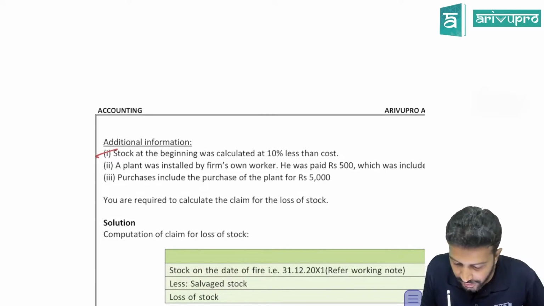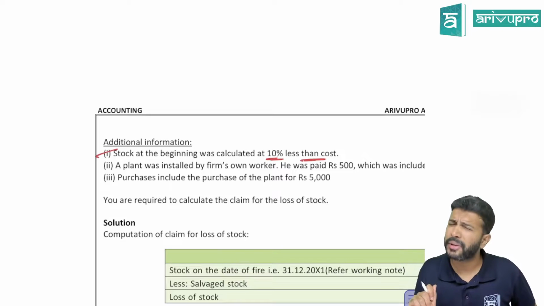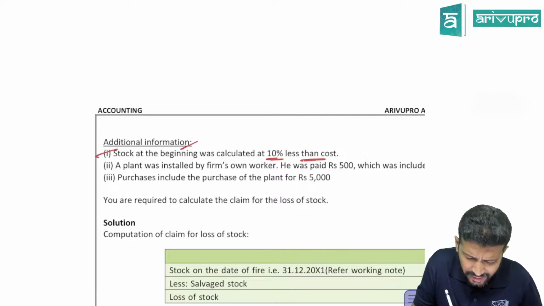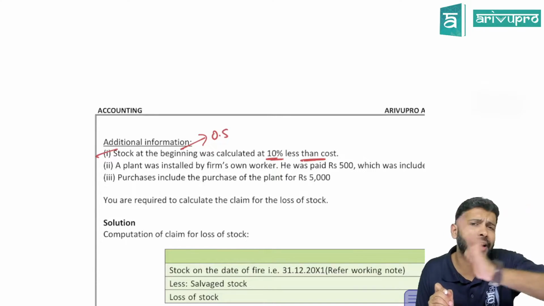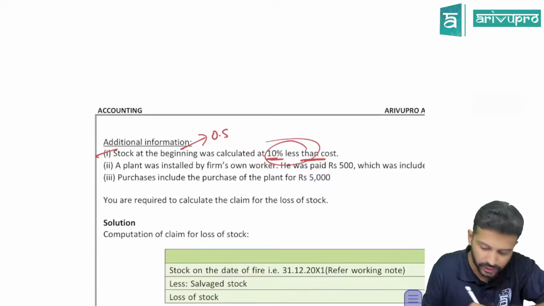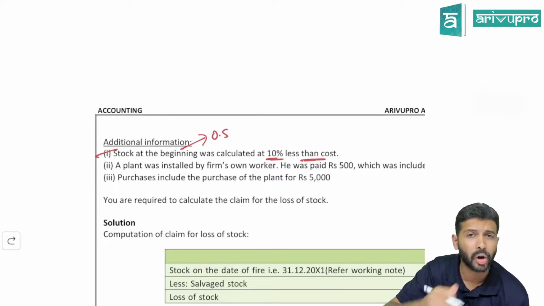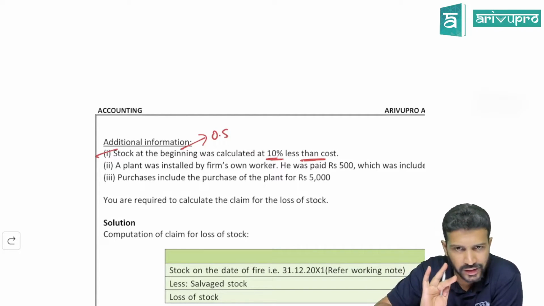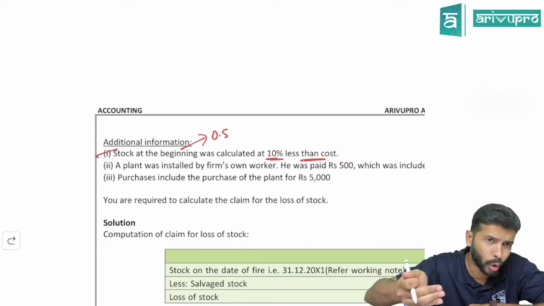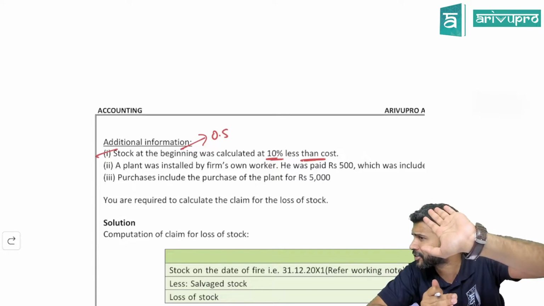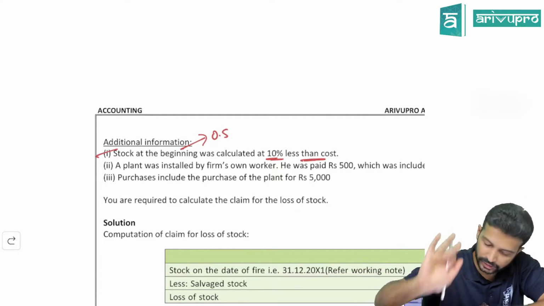Stock at the beginning was calculated at 10% less than cost. That means, have they valued the stock at the beginning? Can I say this is opening stock? Stock at the beginning means opening stock. Is it valued properly or 10% lesser? 10% lesser. So whatever number they have given, is this the right number or we have to rework? We have to rework because they have valued at 90%, can I say? Because they are valued at 10% lower. 10% lower means it is 90%. But the correct value of that should be 100%. So I'll tell you how to work that out.